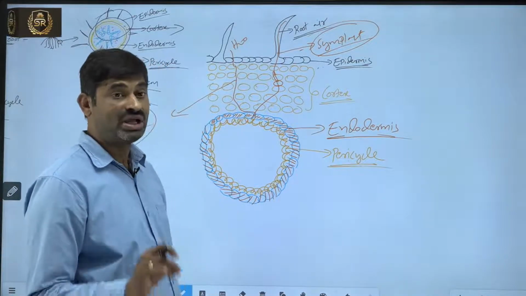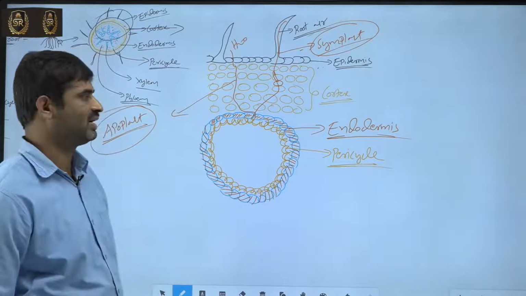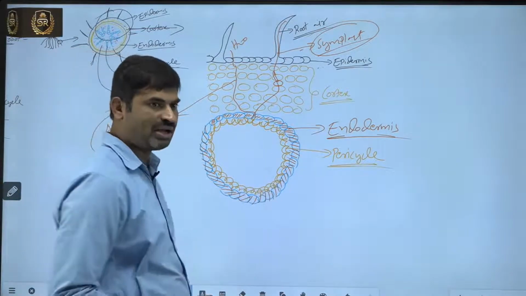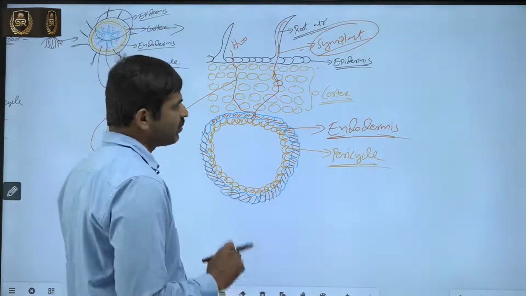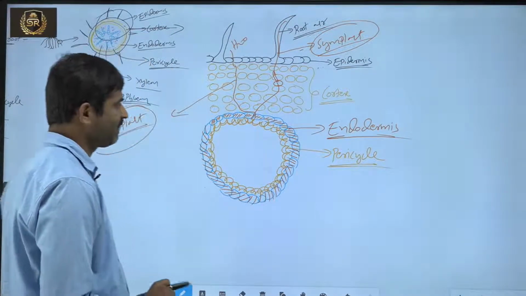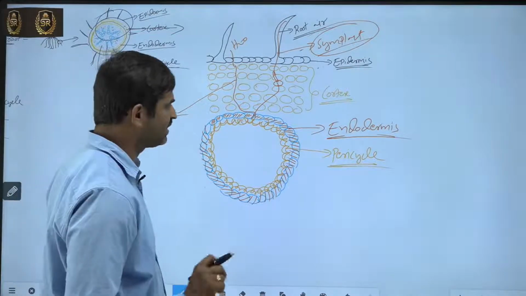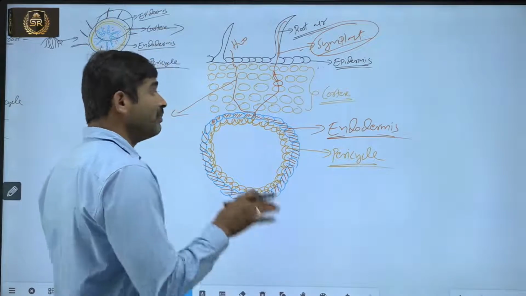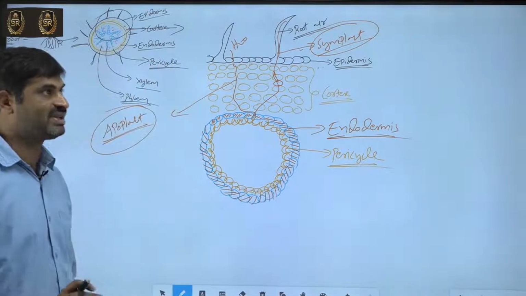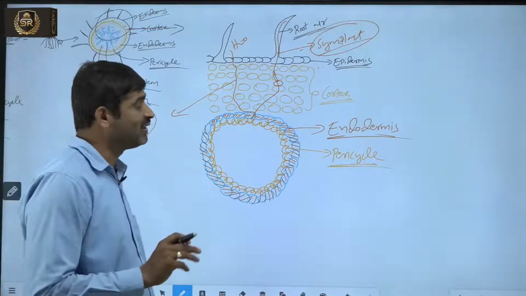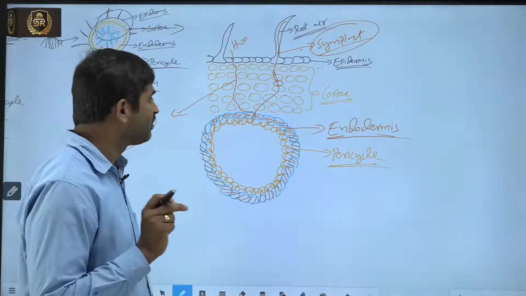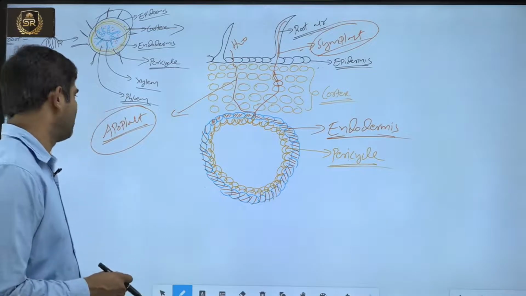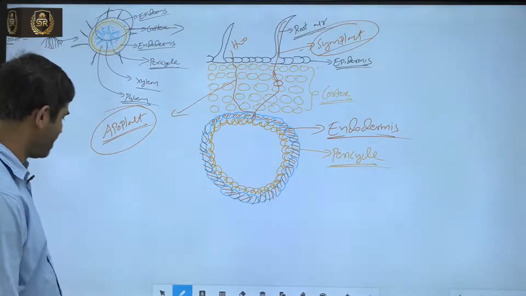Pericycle's main function is lateral root formation and lateral conduction. Dicot pericycle is involved in secondary growth and development, but monocot pericycle is not involved in secondary growth and development.